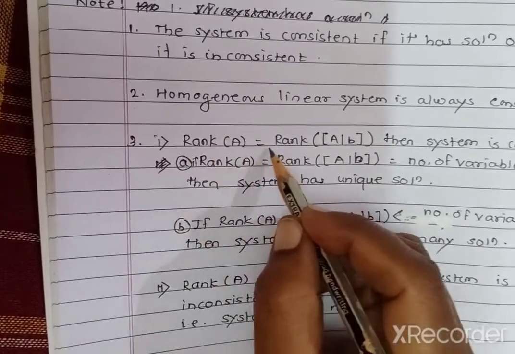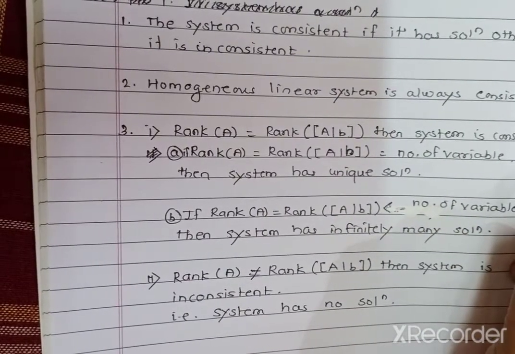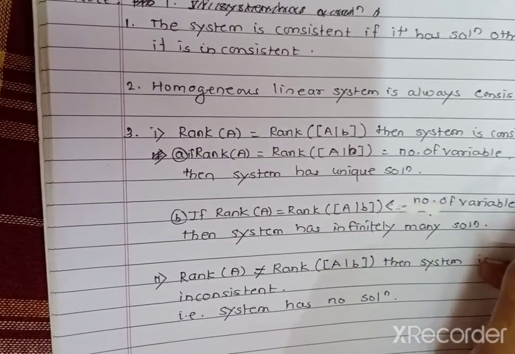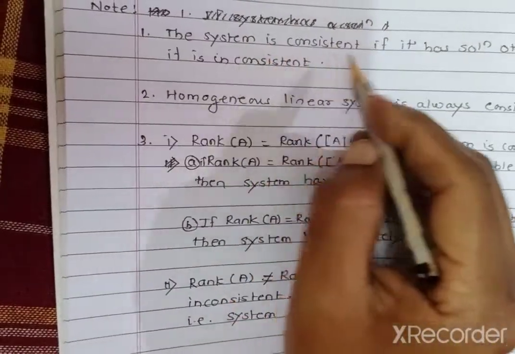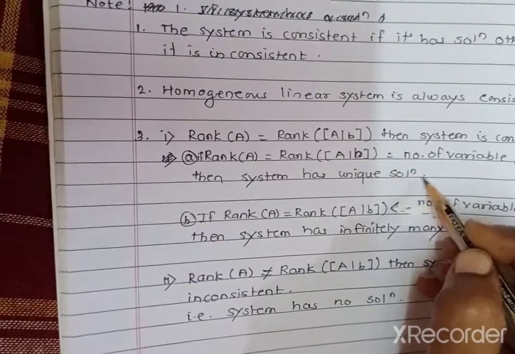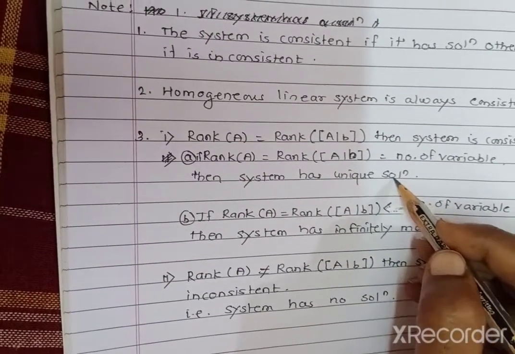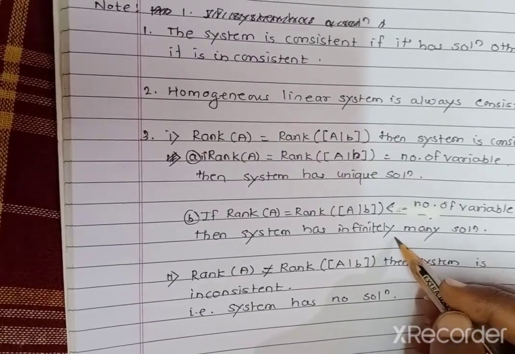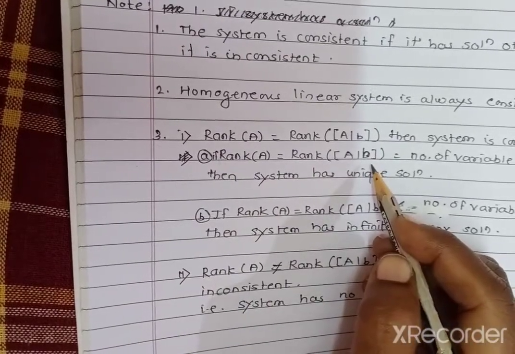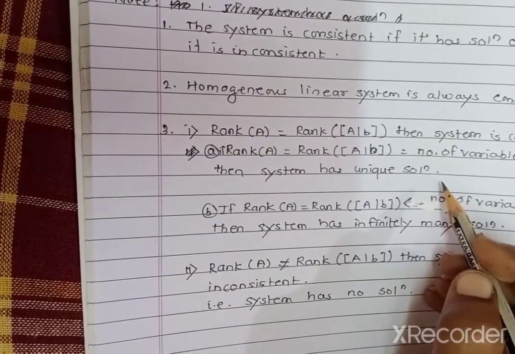If the rank of A equals the rank of the augmented matrix [A B], then we say the system is consistent. Consistent means it has a solution. And if it has a solution, there are two possibilities again: unique solution and infinitely many solutions. When the system has a unique solution or infinitely many solutions depends on this condition. If the rank of A equals the rank of [A B], which equals the number of variables, then the system has a unique solution.